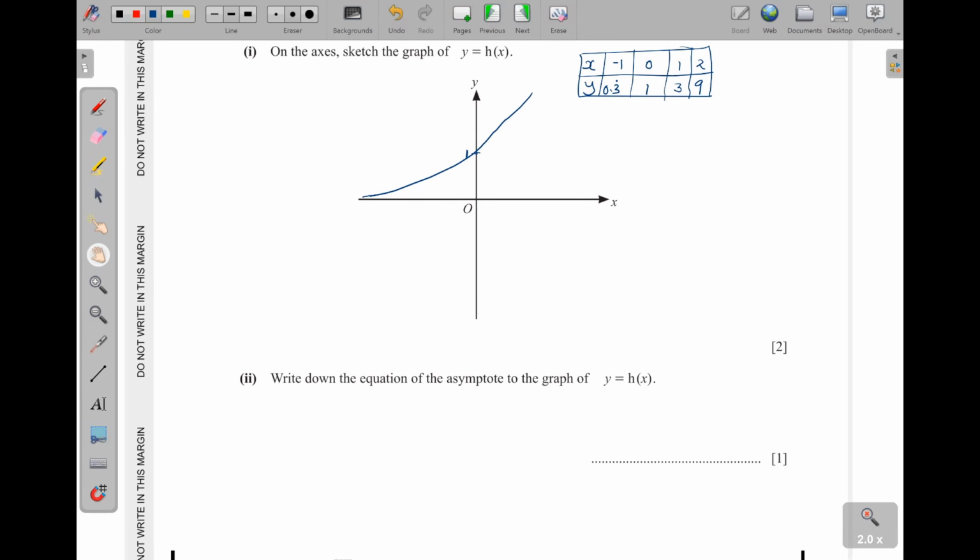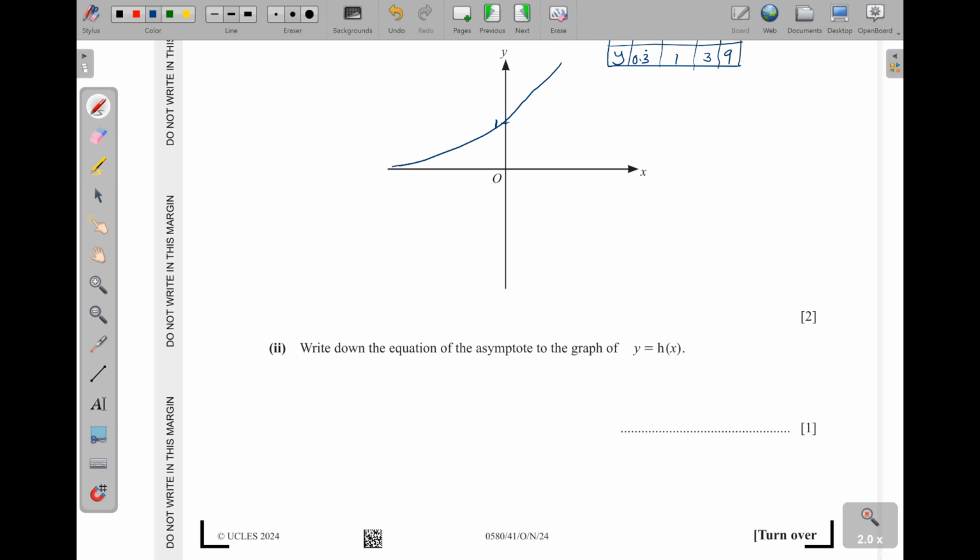Then Roman 2, write down the equation of the asymptote. You see, they are telling us asymptote. So let me write it here. An asymptote is a line that doesn't intersect the curve. So they said the equation. So this is the x-axis, but the equation of the x-axis is y is equal to 0.